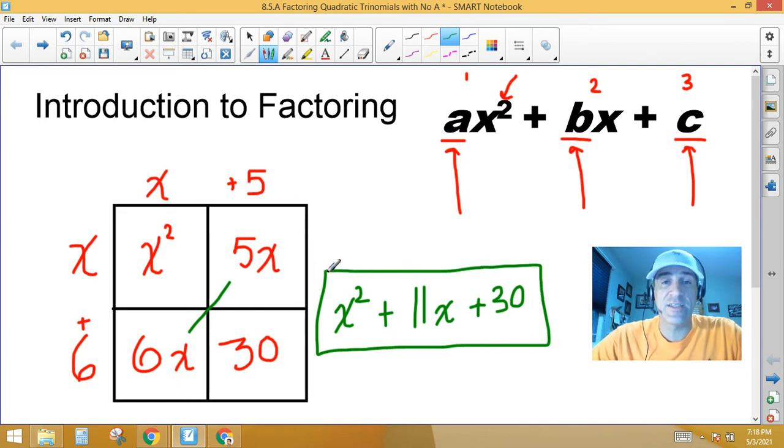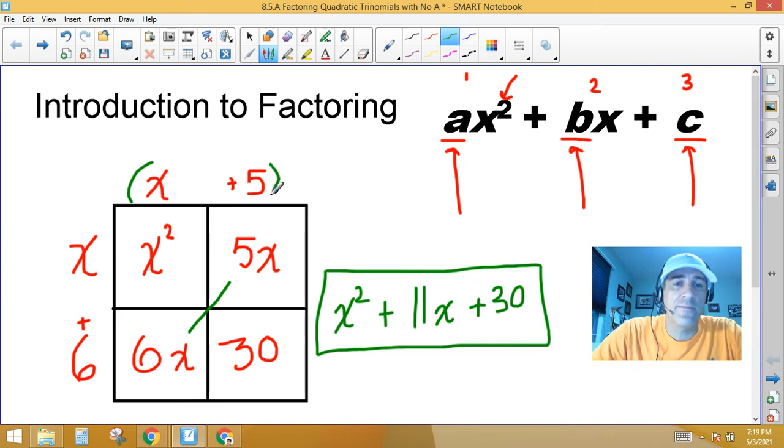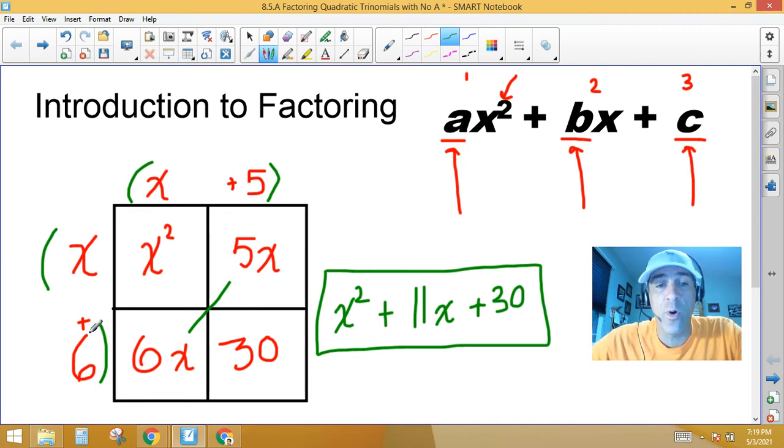What this section is going to be about is starting with this quadratic trinomial and trying to figure out what two different binomials multiplied together gave me that. And if you look, it was x plus 5 and x plus 6. And I want you to kind of see some common themes as we go on through this unit. Notice that 5 and that 6, if I add them together, I get 11. If I take that same 5 and that same 6, I multiply them together, I get that 30.